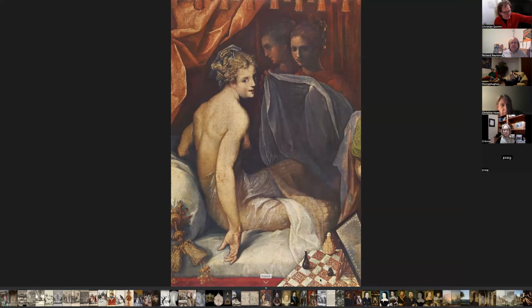This painting is by Toussaint Dubreuil. It's painted in 1561. It's at the Louvre, and it's a painting of Hyacinth and Clymene's morning toilet. It feels very modern.